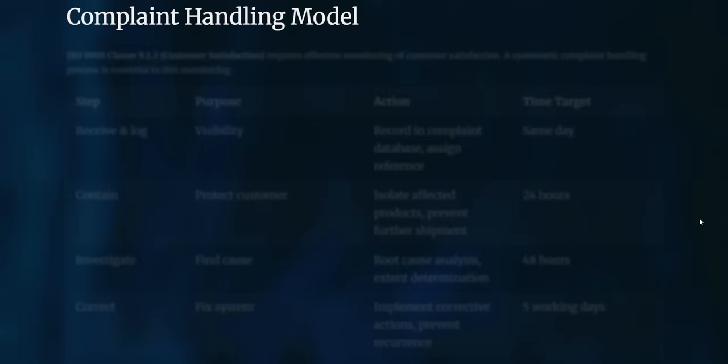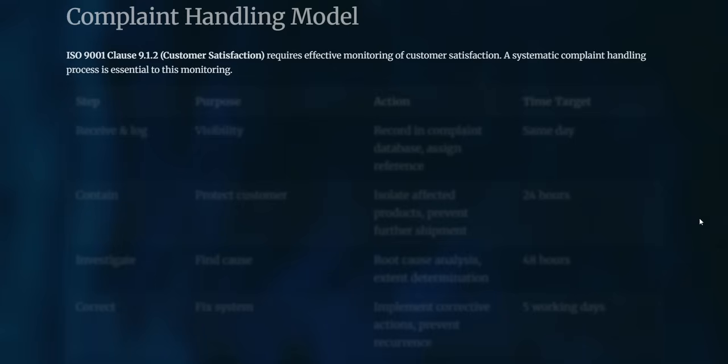Complaints handling methods. We will walk you through our design and our case study of Global Meat House. ISO 9001 clause 9.1.2, which is customer satisfaction, requires effective monitoring of customer satisfaction. A systematic complaint handling process is essential to this monitoring. Now let's take a look.